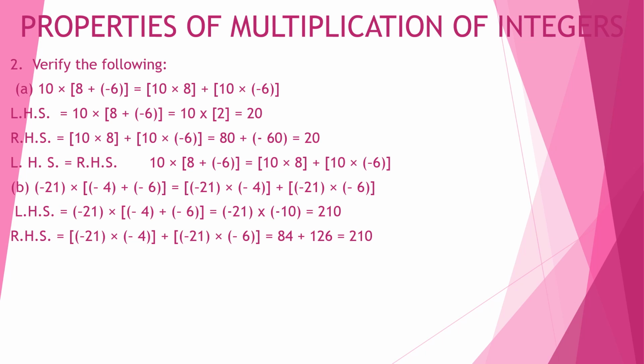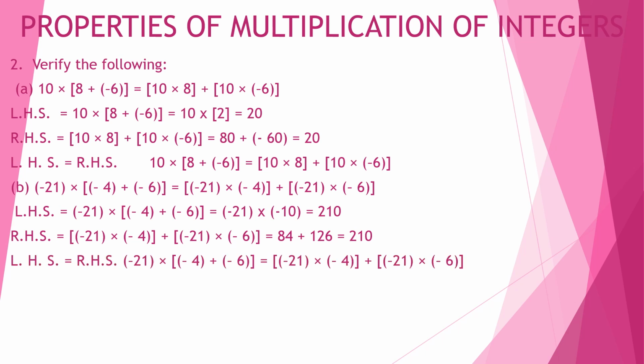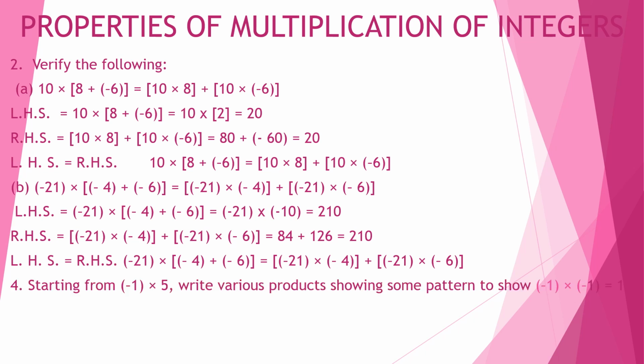Now the right hand side. Minus 21 into minus 4. Product of two negative integers will be positive and I write plus 84. Now product of two negative integers, minus 21 into minus 6, is plus 126. So 84 plus 126 gives me 210. So left hand side is equal to right hand side. So here also I proved the distributive law.